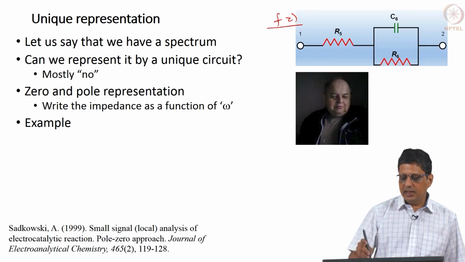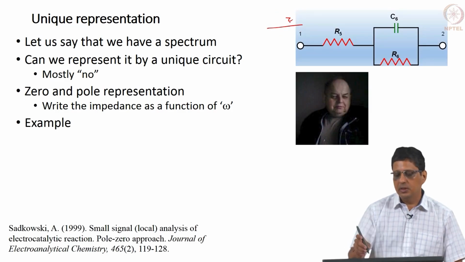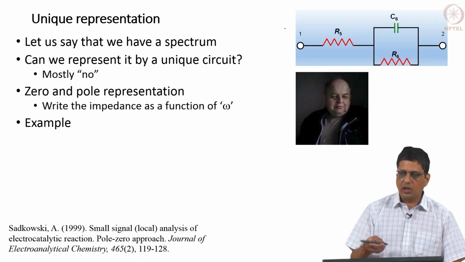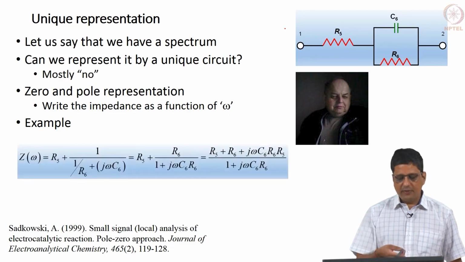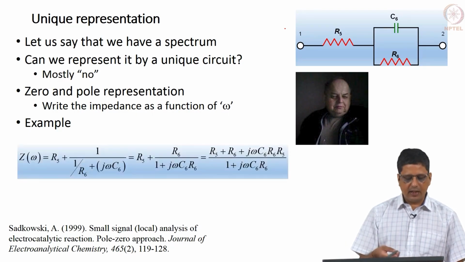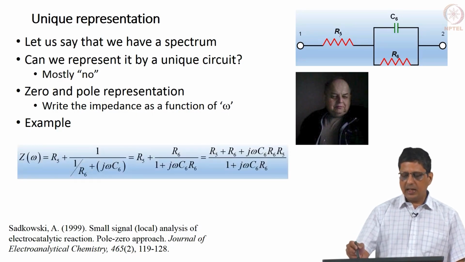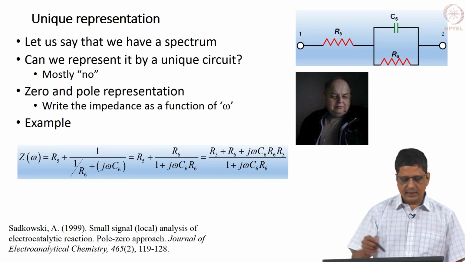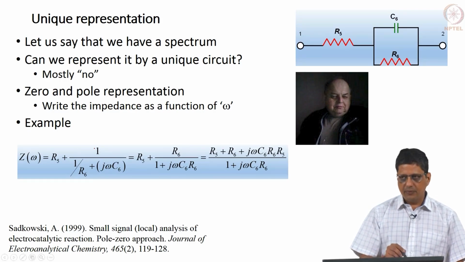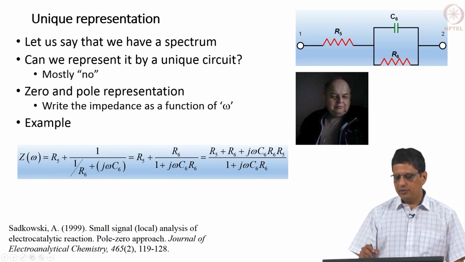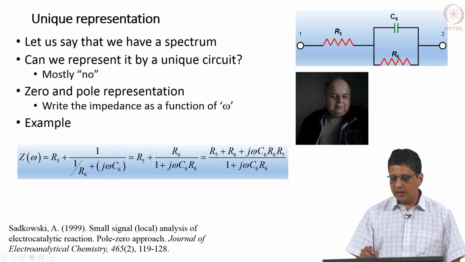And if we specify the data using zeros and poles, then it does not matter which circuit you use, all of them will give you the same result. Okay, that is proposed by Sadkowski. We write the impedance as a function of frequency, angular frequency. This example I will write as R5 in series with this pair of R6 and C6. So, I can get the impedance of this R6 and C6 parallel element and write this as a function of j omega. If I set the numerator to 0, I will get a value for this.